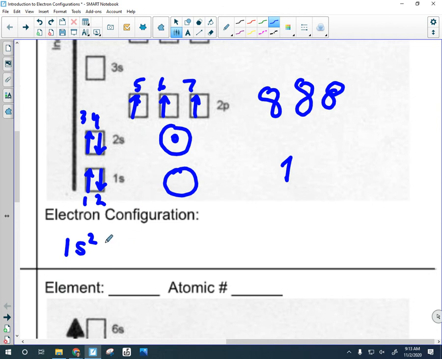Next up is 2s. It also has 2 electrons. So I write 2s2. That's showing these 2 electrons. The next sublevel that has electrons is 2p. But it only has 3 electrons total, so the exponent here, the superscript, is a 3. That's what we would call the electron configuration for nitrogen: 1s2 2s2 2p3.